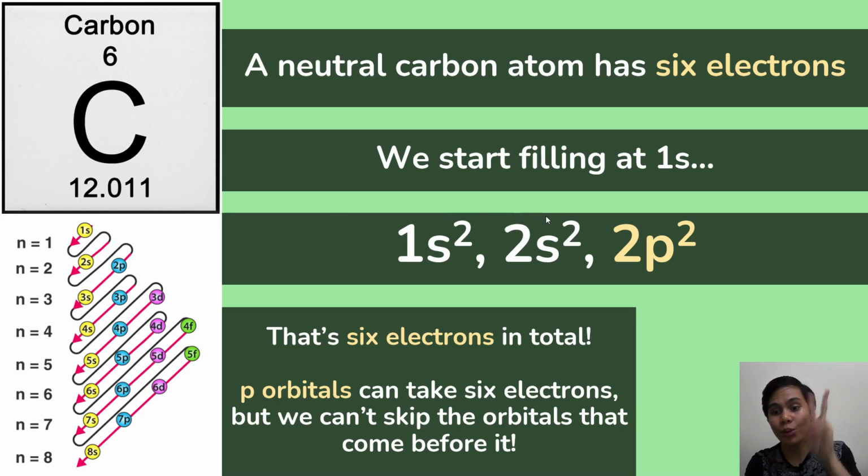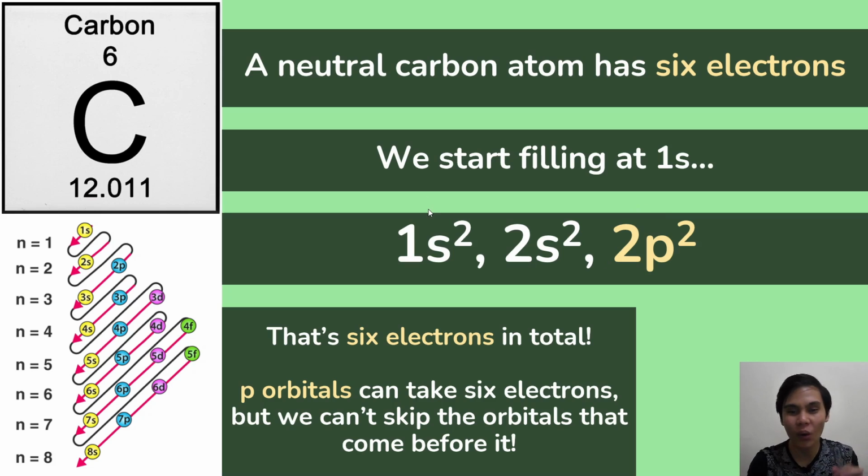So we only have 2 electrons left. When we go to 2p, based on this diagram here, we just fill in 2. So 2p2. Instead of writing 2p6, we write 2p2 because there's only 2 electrons left to get the total of 6 electrons. If we add all of these superscript numbers, we have 2 plus 2 plus 2. We have 6 electrons in total. So take note that your p orbitals again can take 6 electrons, but we can't skip the orbitals that come before it.